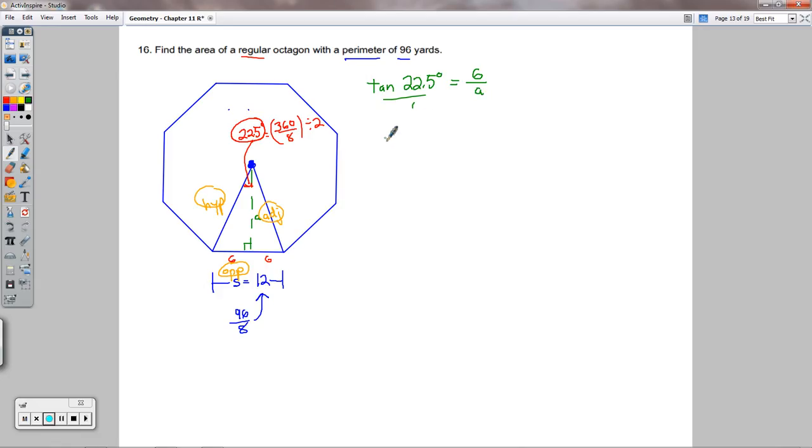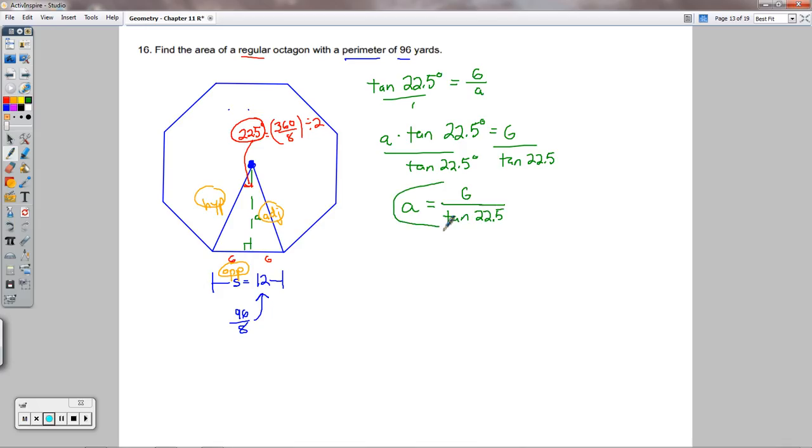You could cross multiply and get A times tangent of 22.5 equals 6. You can divide by the tangent of 22.5 from there, and we're going to get A equals 6 divided by tangent of 22.5. I'm going to leave it like that for now. If you wanted to approximate it to get a good estimate, that would be fine. So if you did approximate it, you would get about 14.48528, to 5 decimal places at least.